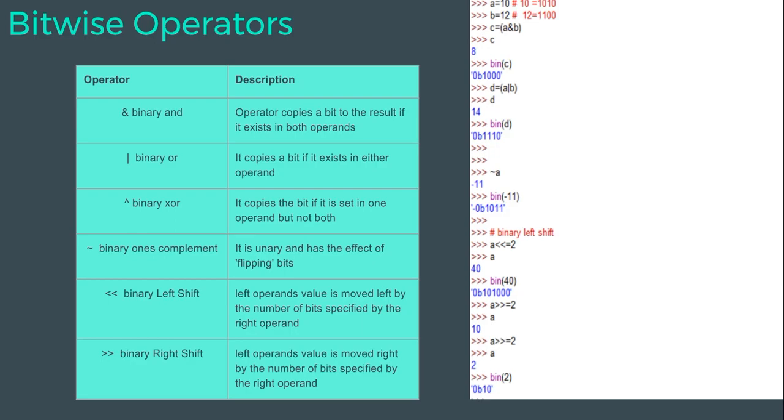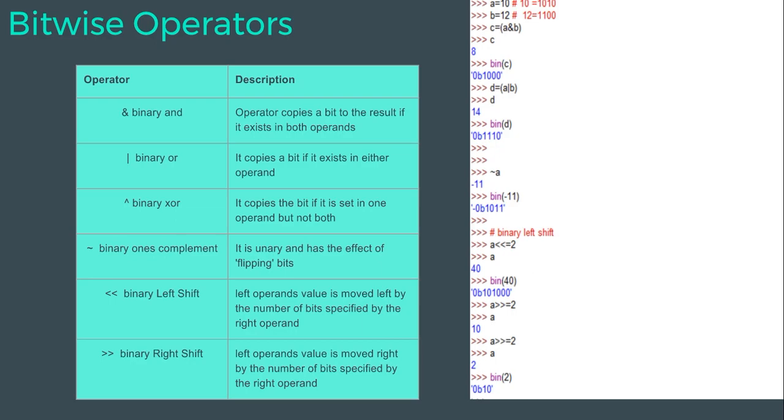The same way for the right shift. A right shift by 2. What is A here? A is 1010. That will be shifted right by 2 positions. So the answer will be 2. Only 10 will be there.